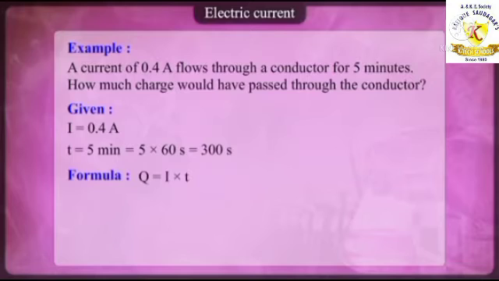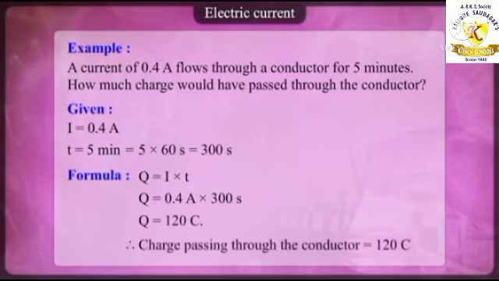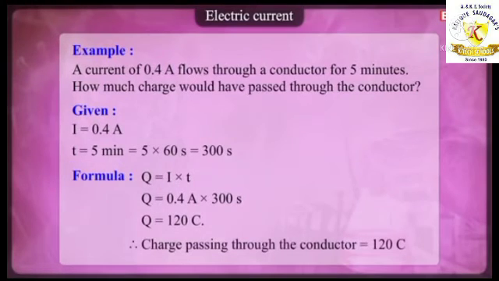The formula for it is Q is equal to I multiplied by T, where Q is the charge, I is the current and T is the time taken. So, we have to find the charge. Q is equal to 0.4 ampere multiplied by 300 seconds. The answer comes as 120 coulomb. We know charge is in coulomb. So, the final answer is: the charge passing through the conductor is equal to 120 coulomb.